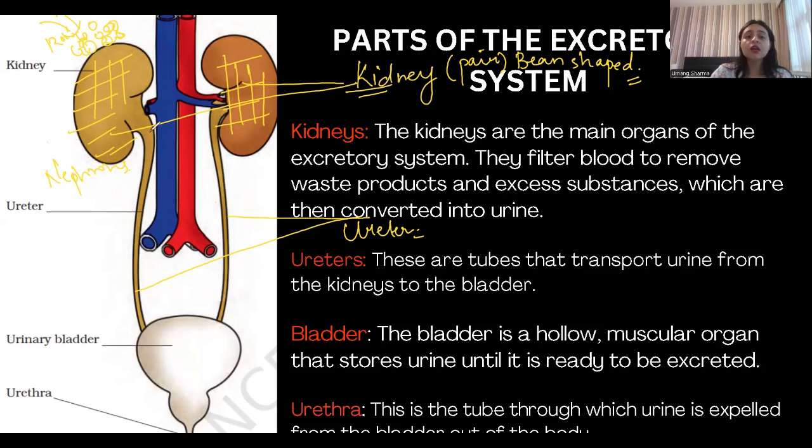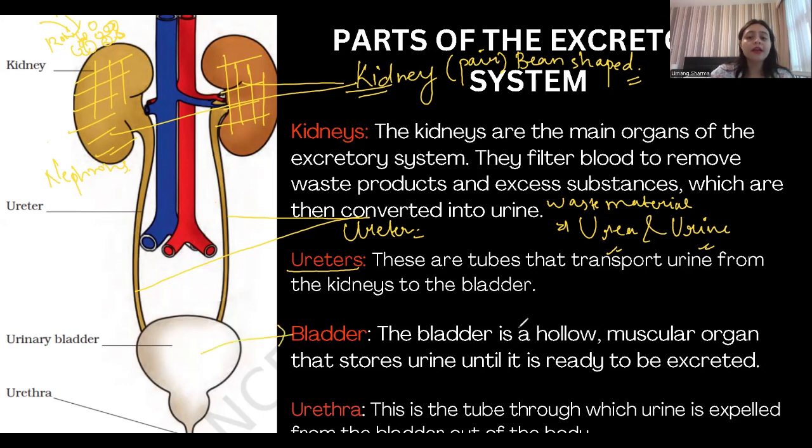And these nephrons turn the waste material into what? What is the human waste present in our body called? It is urea and urine. These nephrons convert the waste material into urea and urine. And this urine is then transported into the ureters. You can see these tubes, these are none other than the ureters. And then there comes the bladder.